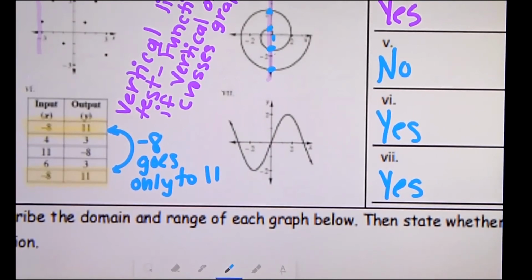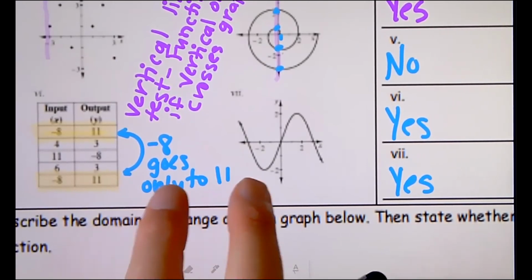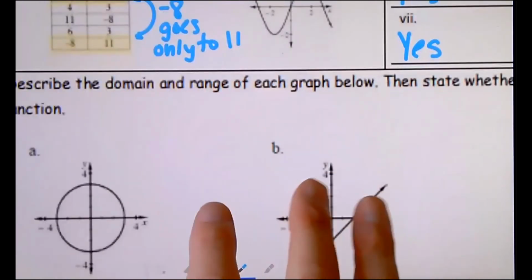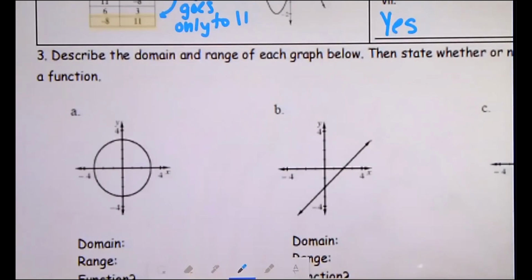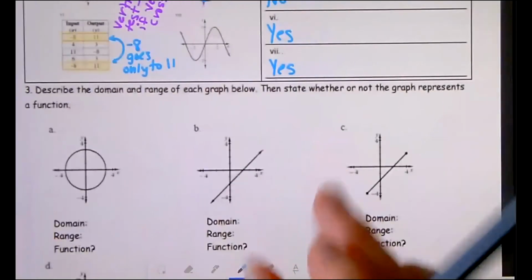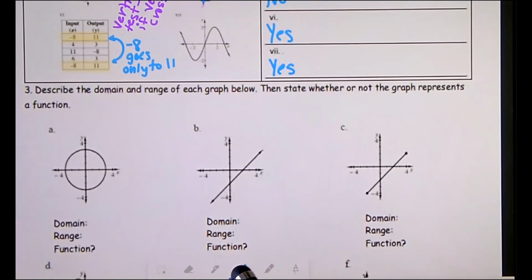So now we've talked about function machines, finding an input or an output depending on the situation. We talked about functions. Now we're going to talk about domain and range. So these graphs here, they're going to ask us for domain and range, and then it asks us to state whether or not the graph represents a function. So I'm just going to make a little note here.